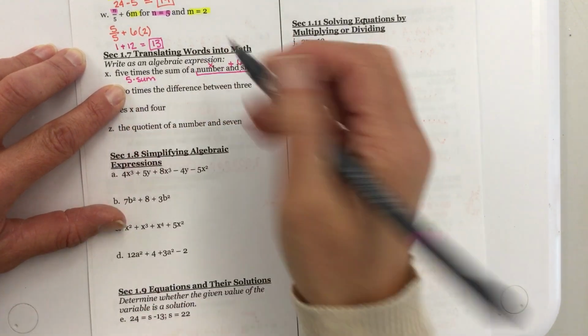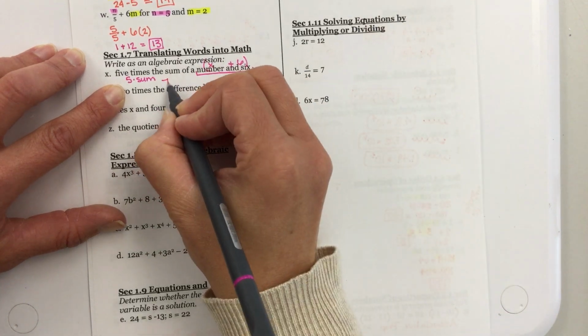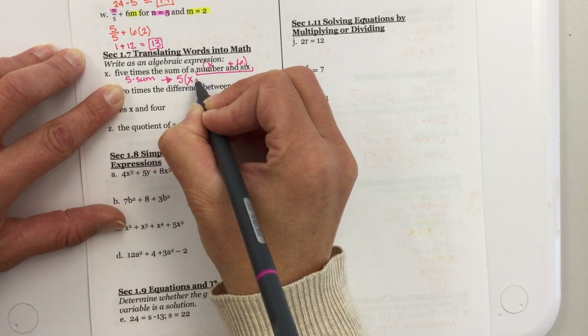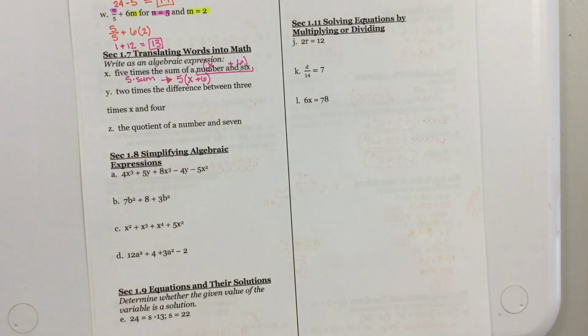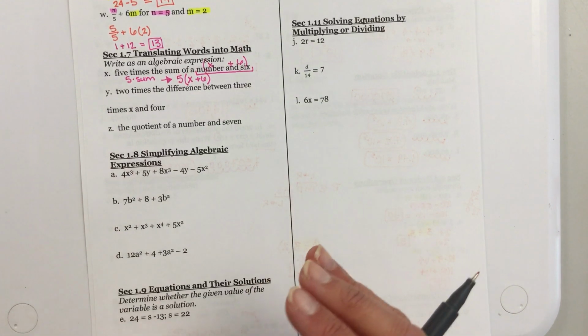But when I'm taking 5 times the sum, I have to have that in parentheses. So what this is going to look like is 5 times the sum of a number and 6. You put that in parentheses because the sum is the result of an addition problem. There's no answer to this. You're just translating.